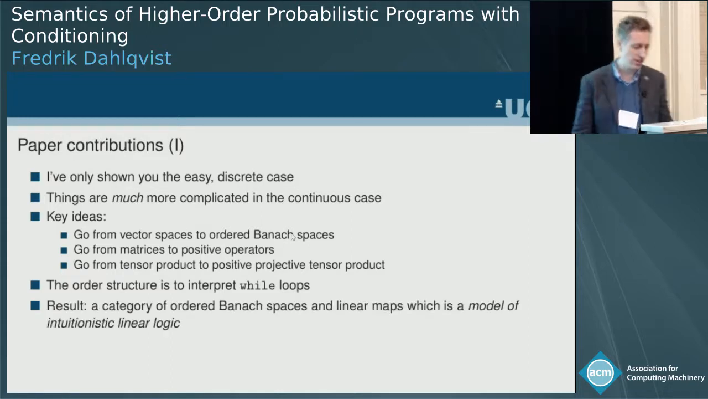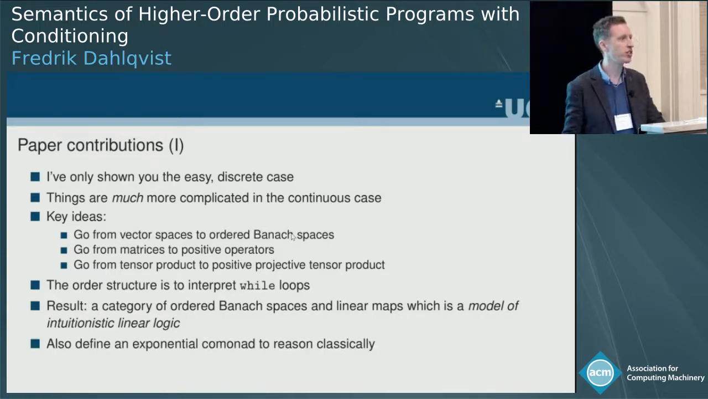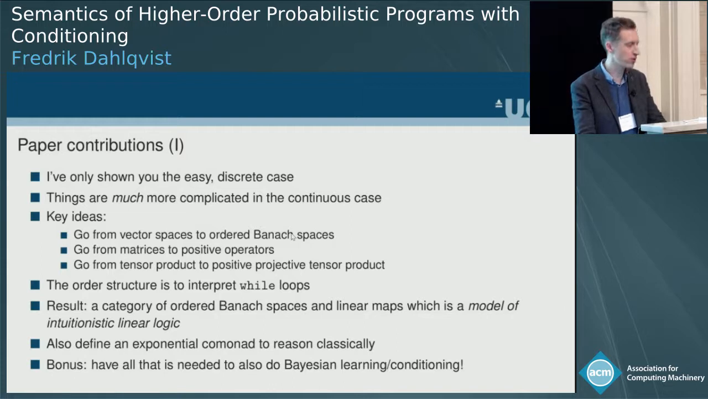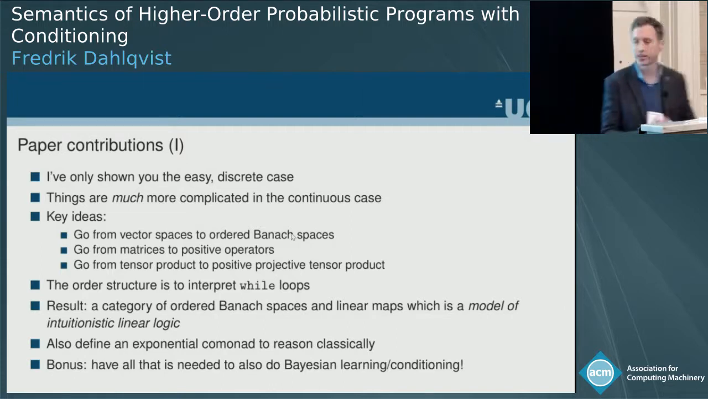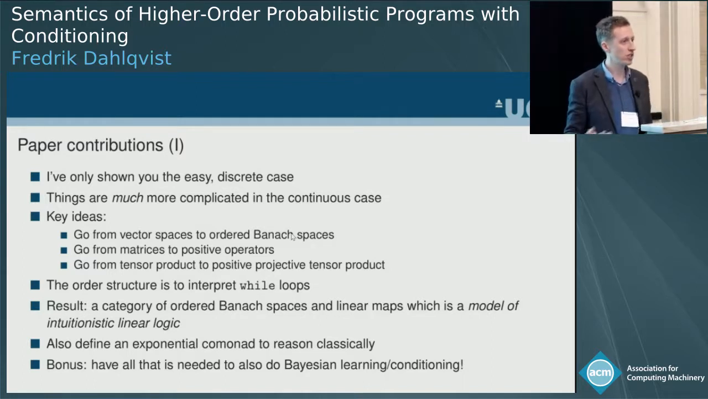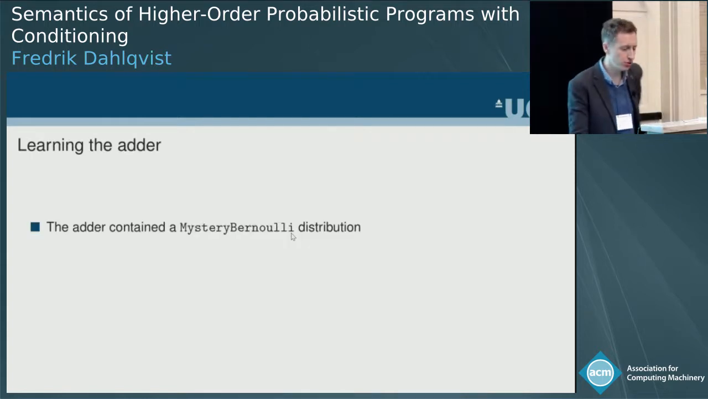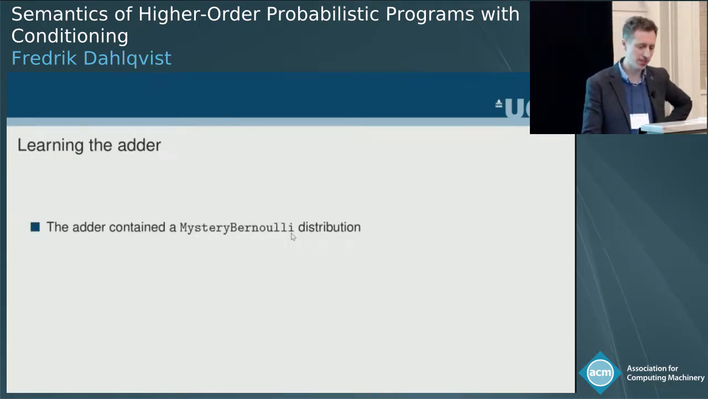And so the result is a category of these ordered Banach spaces and linear operators, which is a model of intuitionistic linear logic. Moreover, we have an exponential comonad, which allows us to also reason classically if we want, still with linear operators. And the bonus, conceptually, it's not immediately obvious, at least, is that the order structure that we have on these allows us a really clean semantics for the next bit of the talk, which is conditioning, Bayesian inference.